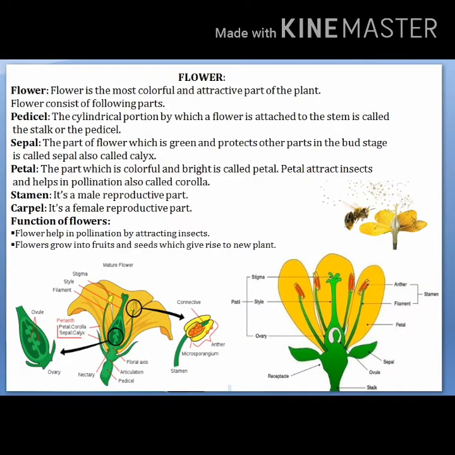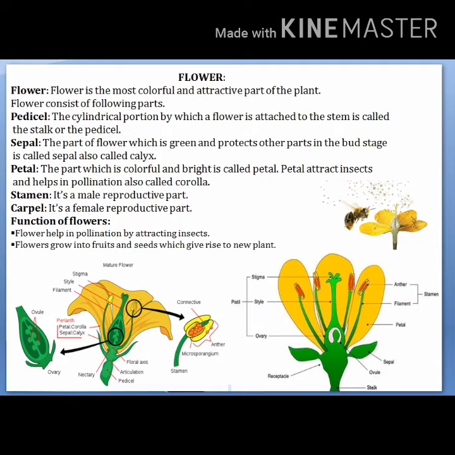Students, one most important part of the shoot system is the flower. Flower is the most colorful and attractive part of the plant. Students, you must have seen different kinds of flowers. They are very colorful and attractive. Flower is also a reproductive part.